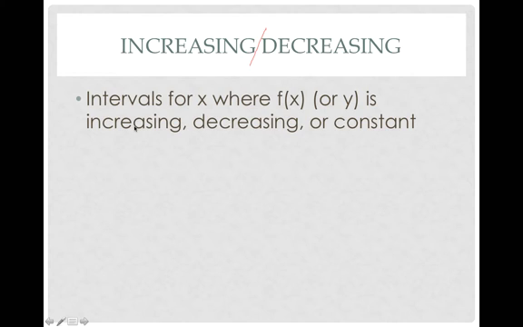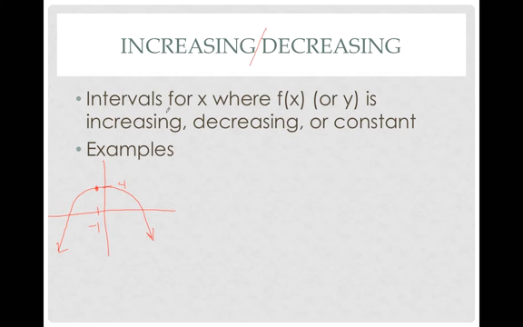So let's look at increasing and decreasing parts of a function. So there should be a slash right there. This is increasing or decreasing parts of a function. And what this is, it's an interval for x where the y value is increasing, decreasing, or constant. And I'm going to give us a basic example of a graph. And let's say I have this graph right here, and at x equals -1, the vertex is 4.